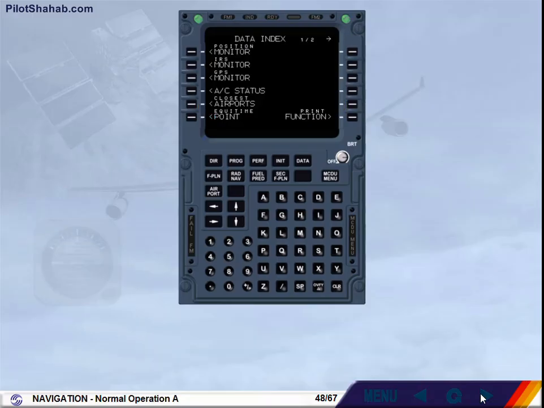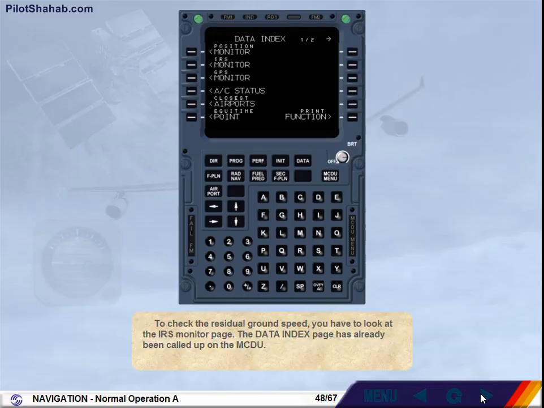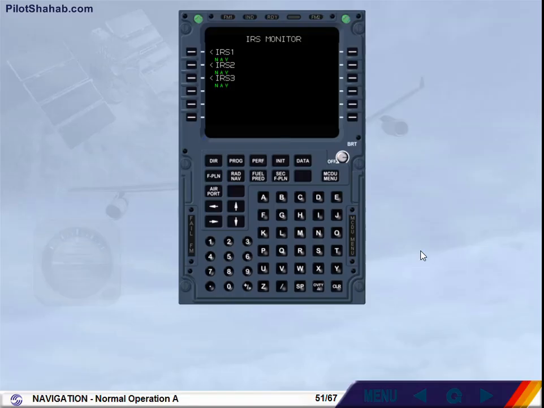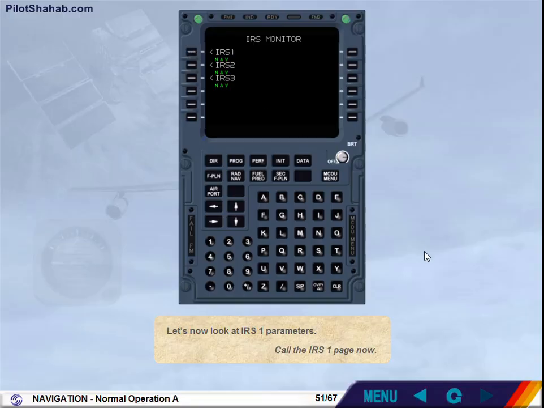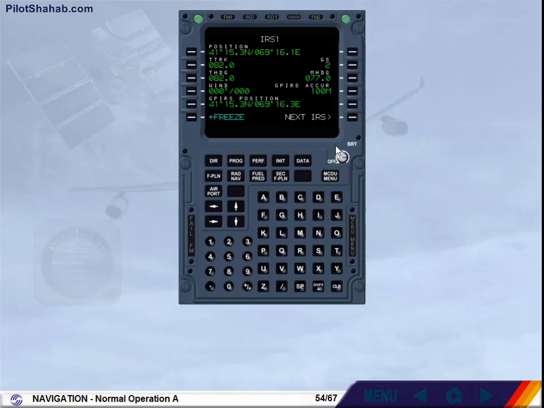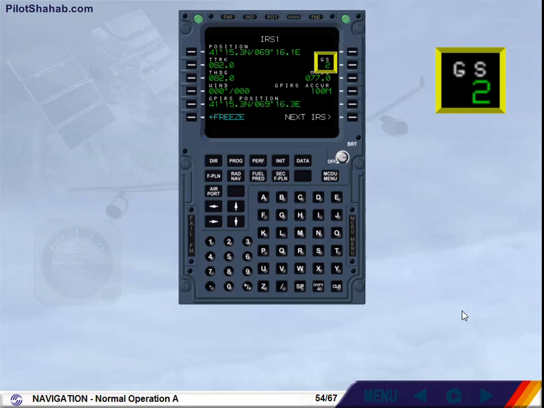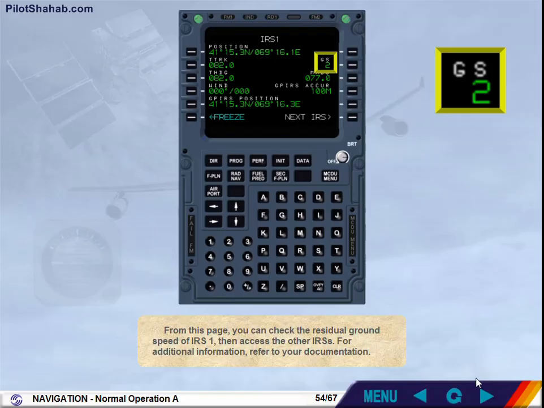To check the residual ground speed, you have to look at the IRS Monitor page. The Data Index page has already been called up on the MCDU. Call the IRS Monitor page now. Let's now look at IRS-1 parameters. Call the IRS-1 page now. From this page, you can check the residual ground speed of IRS-1, then access the other IRSs. For additional information, refer to your documentation.